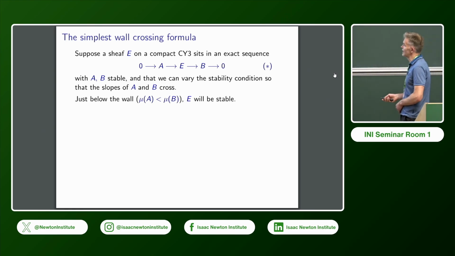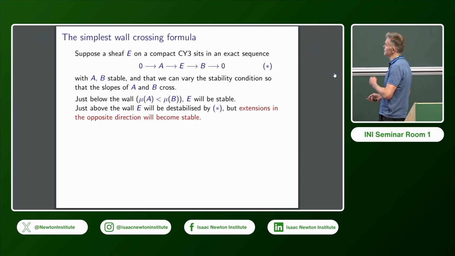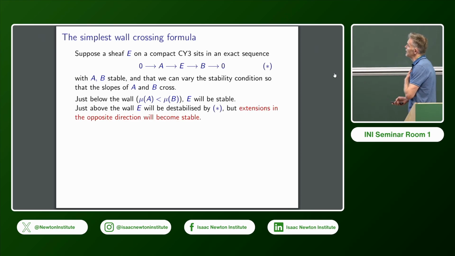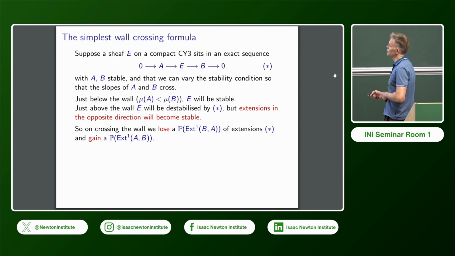So let's suppose we're in that situation. Just below the wall, the E will be stable, and just above, it will be unstable. But extensions in the opposite direction will become stable. So on wall crossing, we lose this space of extensions, and we gain the extensions in the opposite direction.